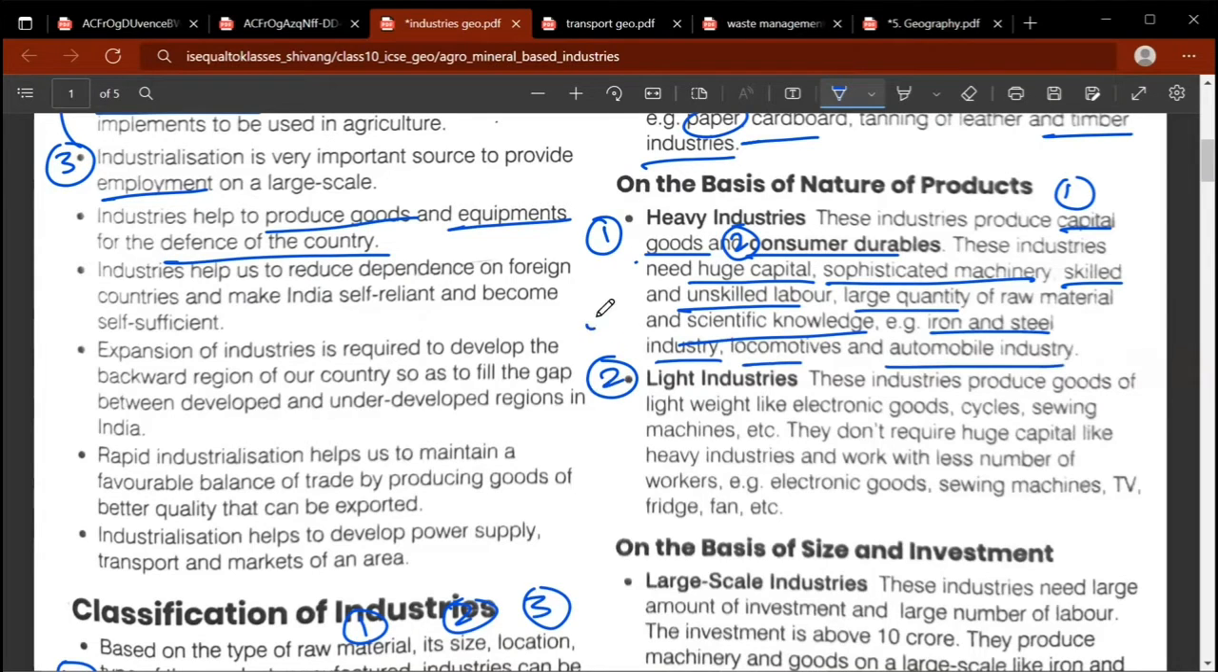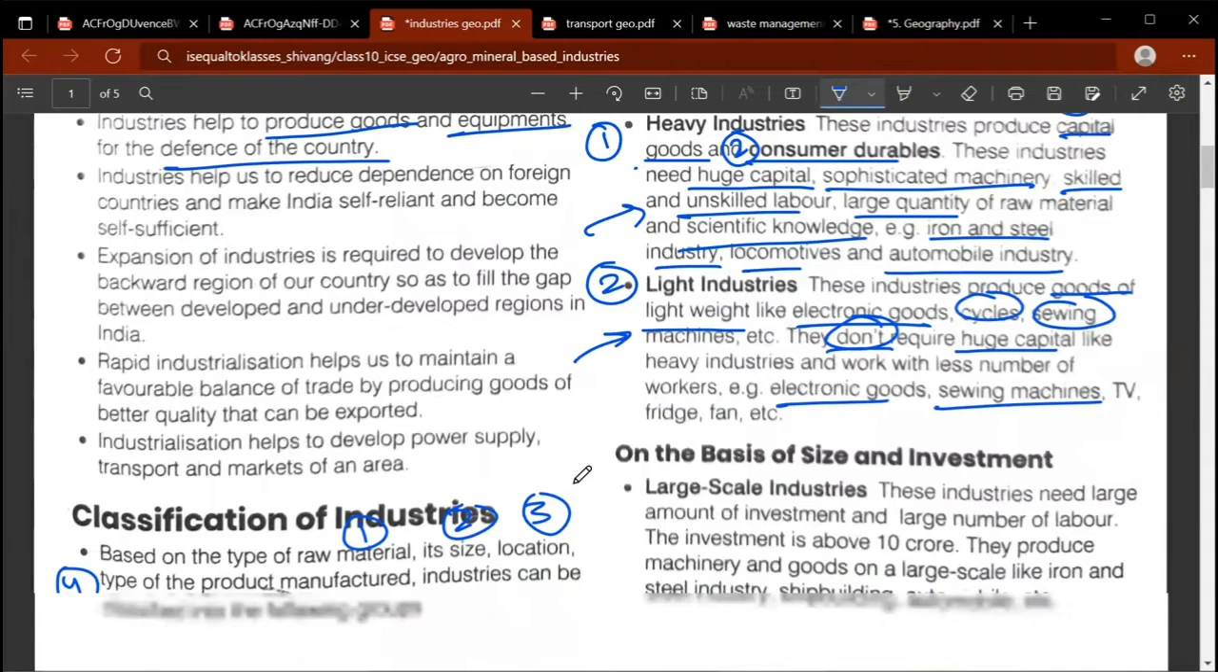Okay, now moving on to light industries. These industries produce goods of light weight, like electronic goods, cycles, sewing machines, etc. They don't require huge capital like heavy industries and work with less number of workers. So examples are electronic goods, sewing machines, TV, fridge, fan, etc. So in the exam, they might ask you the difference between heavy industries and light industries. These are some of the points that you can list.